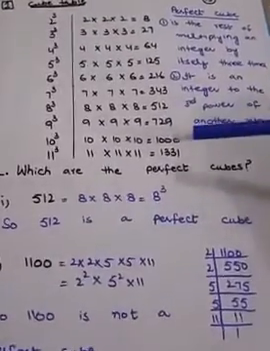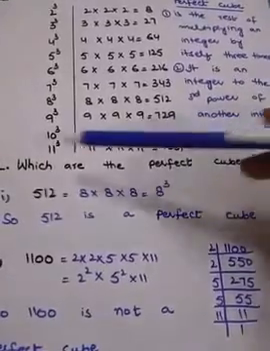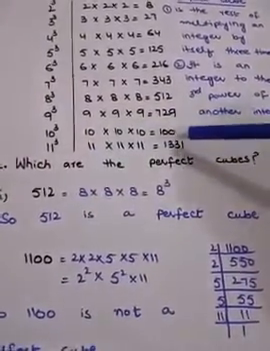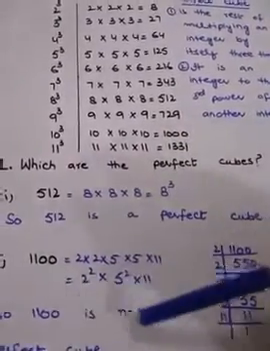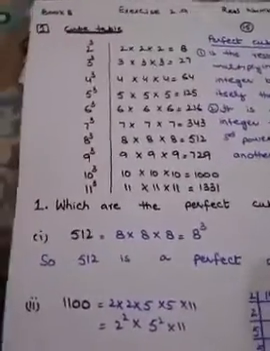Or another easy way is you can check from here. 10 cube is 1000, 11 cube is 1331. So 1100 is coming here in the middle. That is why it is not a perfect cube. Now let's take another example.